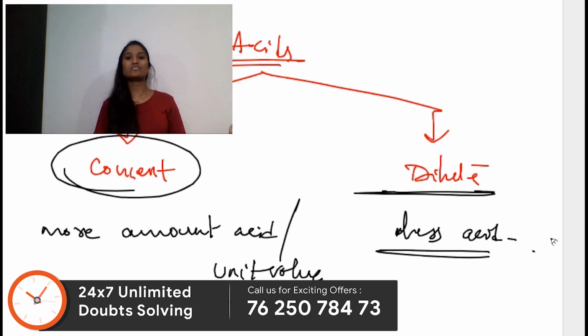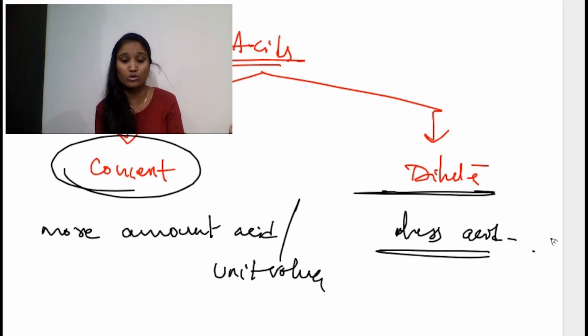It will become a dilute acid. You can change the concentration. You can let an acid be a concentrated acid, or you can let this be a dilute acid. It's in your hands, okay?